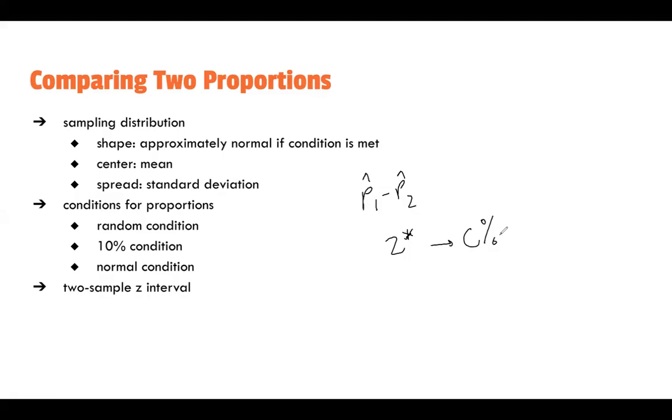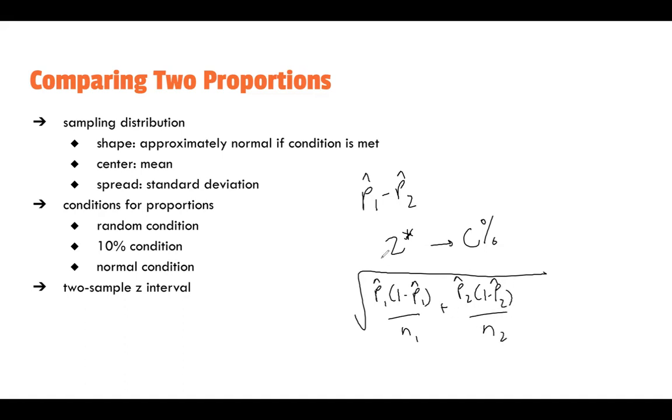I hope you know how to do that from chapter 8. And finally, our margin of error, which includes the critical value and the standard error. The standard error is going to be the square root of p hat 1 times 1 minus p hat 1 over n1 plus p hat 2 times 1 minus p hat 2 over n2.